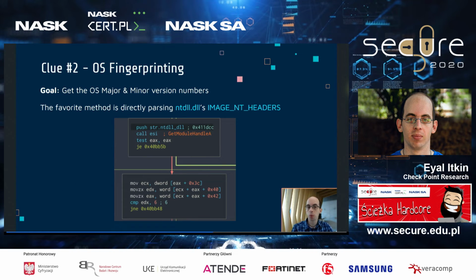The second clue is OS fingerprinting. The goal of this phase in the exploit is to query for the major and minor version number of the operating system in order to check if the target is vulnerable and to calibrate our exploit accordingly. And it turns out that Volodya's favorite method is directly parsing both the values from NTDLL's image headers, as we can see here in the code snippet. We couldn't find this technique used anywhere else, not in Playbit exploits, not in exploit tutorials or on GitHub. So we found it to be quite unique to Volodya, and it uses this technique in most of the samples that we found.